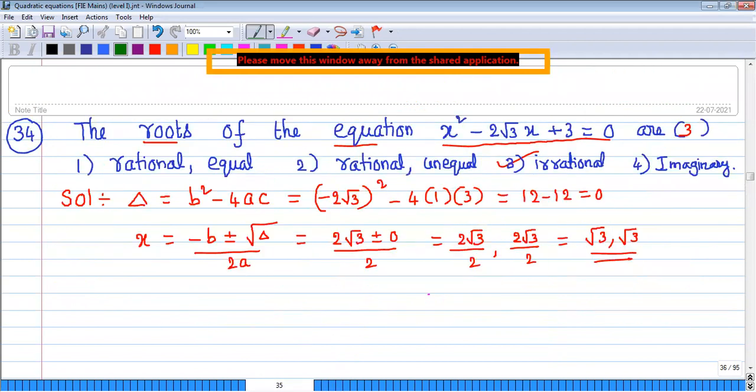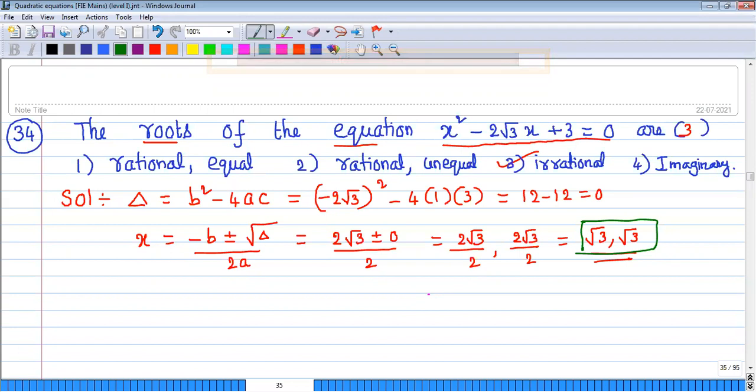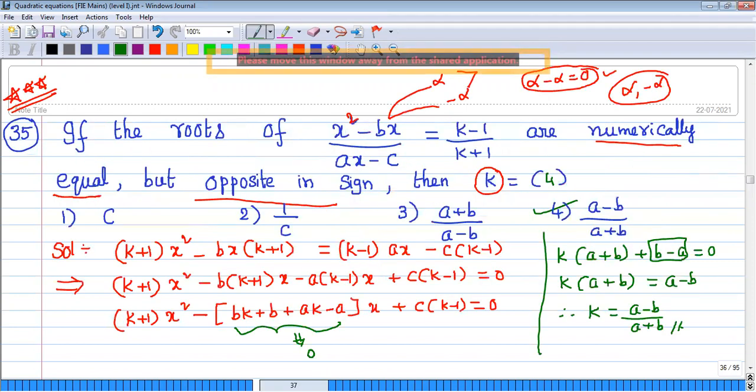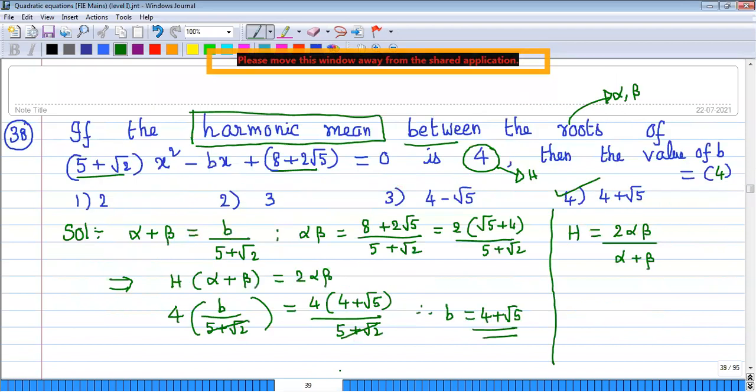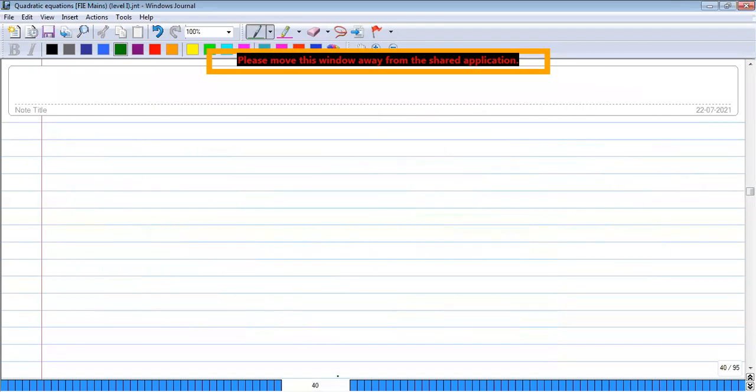This is the 34th. See, as evaluating the roots, root 3 comma root 3, root 3 comma root 3 can never be rational. Am I correct? They are irrational. The answer ought to be irrational. Yesterday you said rational and equal, sir. That's only because you joined later. In the morning itself I first discussed this question once again.